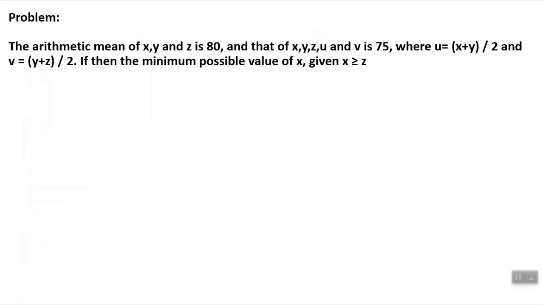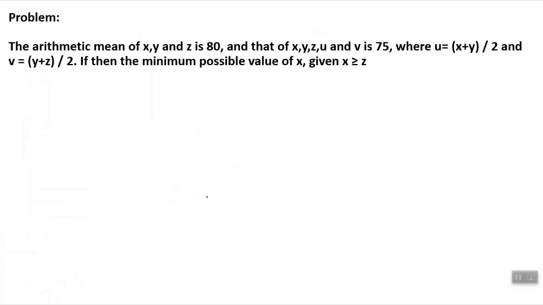Let us look at this question on linear equations from slot 2 of CAT 18. The arithmetic mean of 3 quantities is 80, and of 5 quantities, 5 variables, x, y, z, u, v is 75. U has been defined in terms of x and y, v has been defined in terms of y and z, and they are asking what's the minimum possible value of x given that x is greater than or equal to z. The solution of this question on linear equations is also very linear.